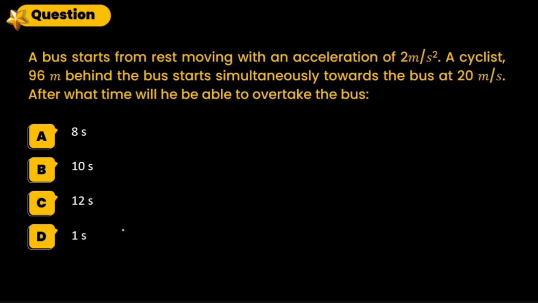So the question is: the bus starts from rest, moving with an acceleration of 2 meters per second squared. A cyclist 96 meters behind the bus starts simultaneously towards the bus at 20 meters per second. After what time will he be able to overtake the bus? So I guess I should give you 2 minutes, and you just try to solve this question in whatever way you feel like.